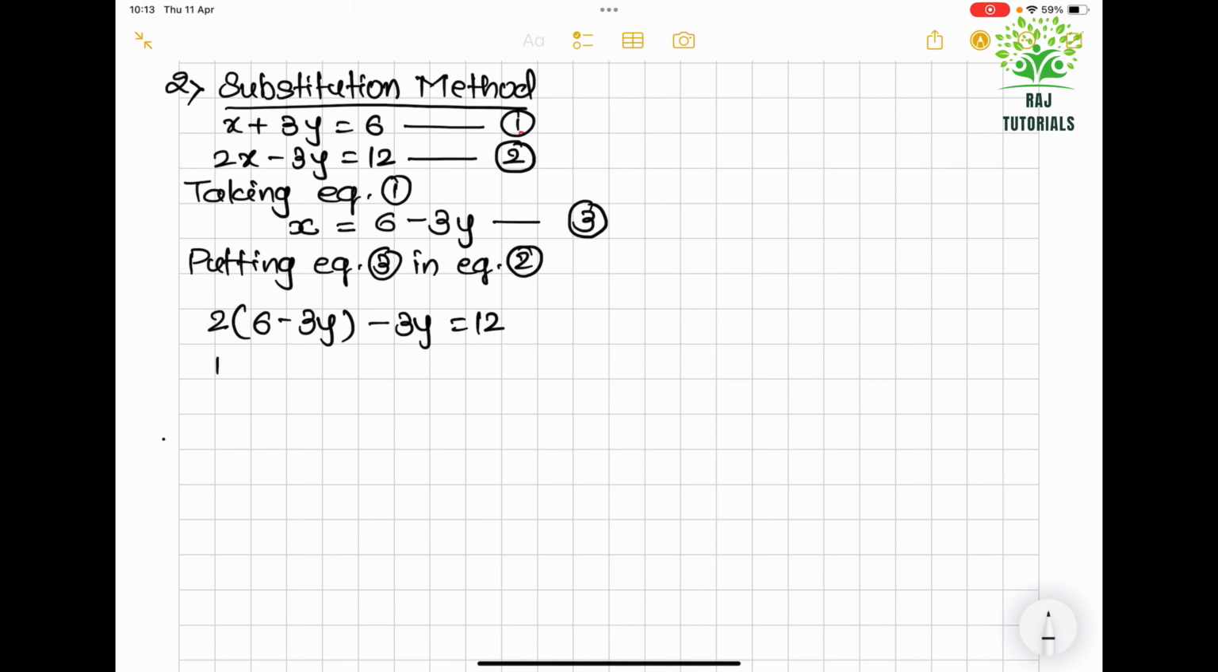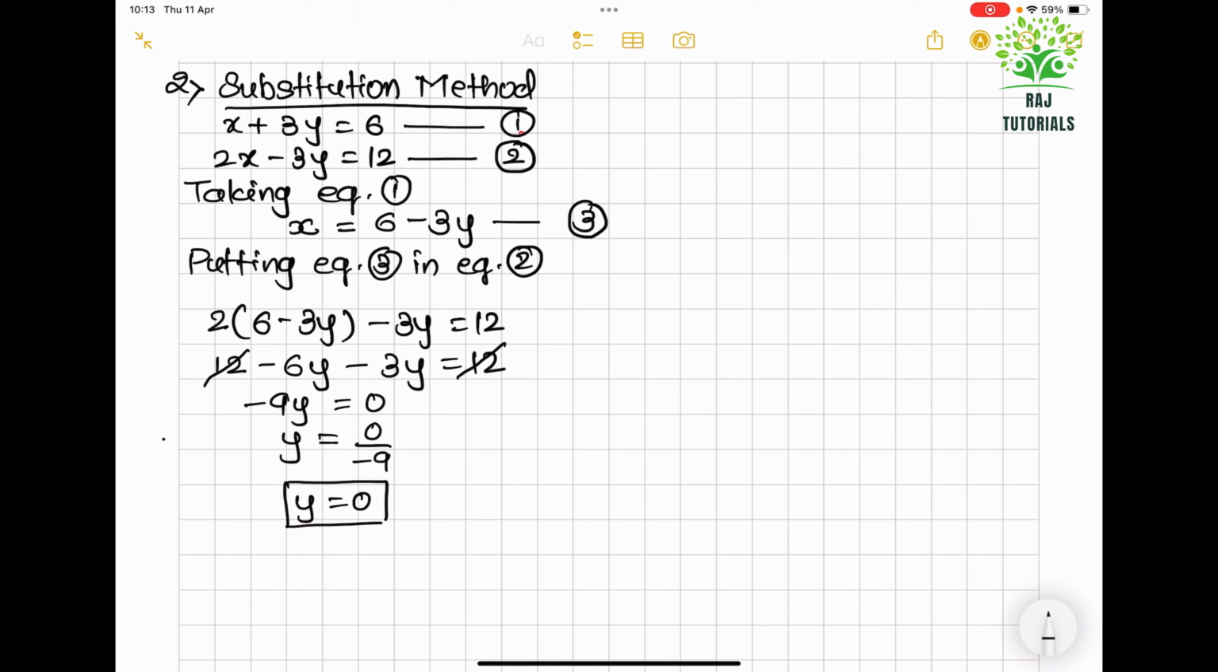So now this became 2 sixes are 12, and 2 into minus 3y will be minus 6y, minus 3y equal to 12. Now both sides 12 is there, so I can cut them. So I can say minus 9y equal to 0. So y will be 0 upon minus 9. So y equal to 0.